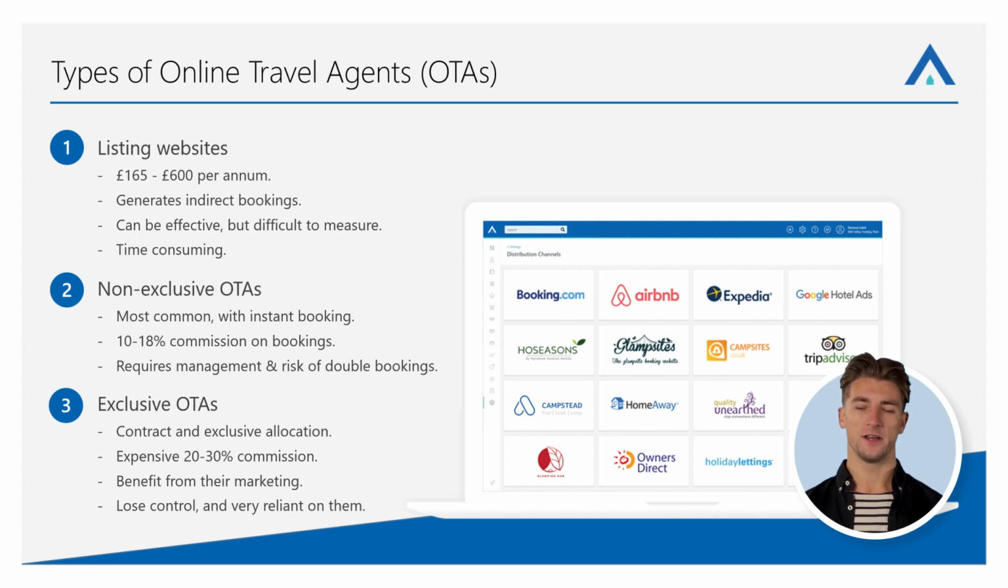They charge a commission on the bookings they get, and depending on your agreement, even charge you a commission on your own direct bookings. Usually they come with a much higher commission rate, anywhere between 20 to 30%. You lose control and are heavily reliant on their performance to generate bookings, which can be a problem if they are not performing well, and you are stuck in a contract.